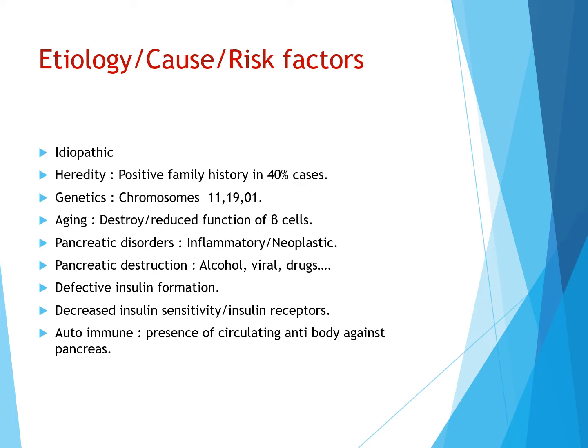Sometimes genetically also, some people are predisposed to diabetes if there are problems with the chromosome number 11, 19, or 1. So this disease can also be genetically transmitted because of the abnormalities of these chromosomes. Aging factor is also considered to be one of the risks for diabetes. As the age increases, the pancreas, particularly the beta cells of the pancreas, can be destroyed or the functions of these cells can reduce. So if these cells are destroyed or the function is reduced, then the production of insulin is also reduced, which can lead to diabetes, high sugar levels.